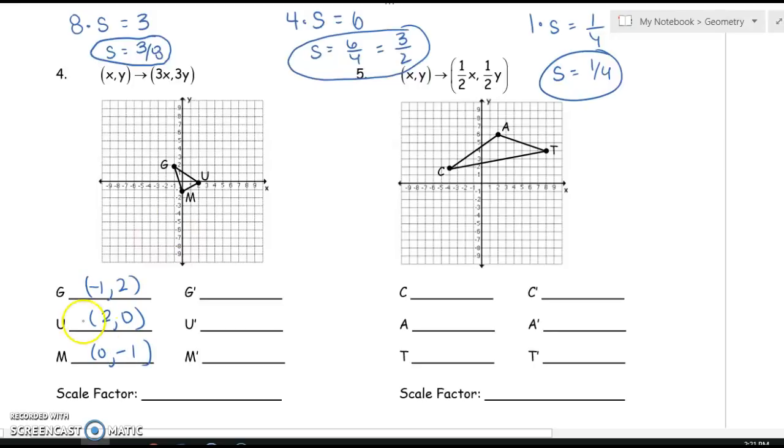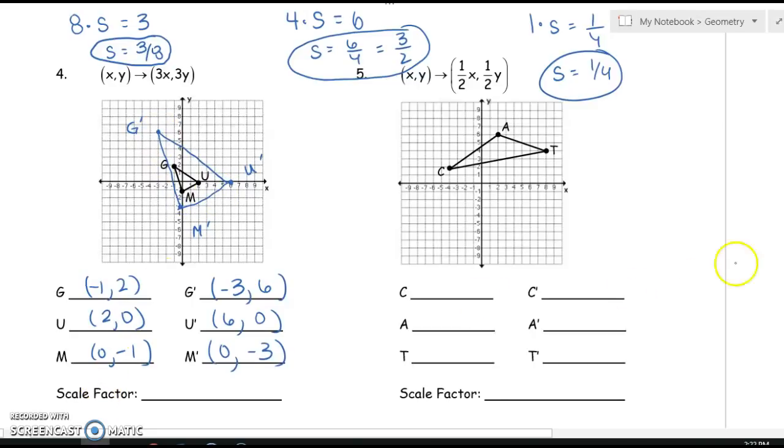All right, we're going to multiply the x by 3. So -1 times 3 is -3. 2 times 3 is 6. We'll plot that in a moment. 2 times 3 is 6. 3 times 0 is 0. 0 times 3 is 0. -1 times 3 is -3. All right, we're getting 3 times bigger, so when we're done plotting these points, we should end up with something 3 times bigger. All right, when you're plotting these, don't forget to label them, U prime, G prime, M prime, and then connect them all together when you are done.